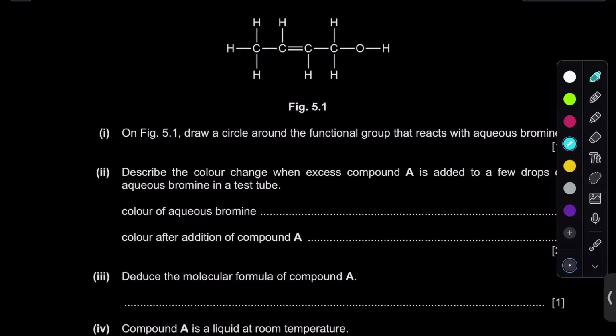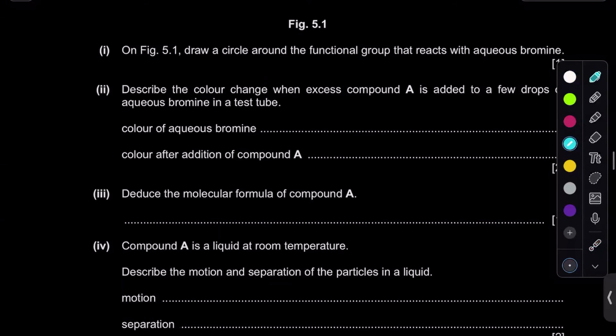Figure shows the displayed formula of compound A. Compound A clearly हमें क्या नजर आ रहा है? कार्बन कार्बन डबल बॉन्ड है, unsaturated है, alkene है, can be polymerized, can do all those alkene के reactions. It has alcohol group, ठीक है, तो वो भी यहाँ से हमें नजर आ रहा है, उसकी प्रॉपर्टीज होंगी अल्कोहल वाली. Draw a circle around the functional group that reacts with aqueous bromine.